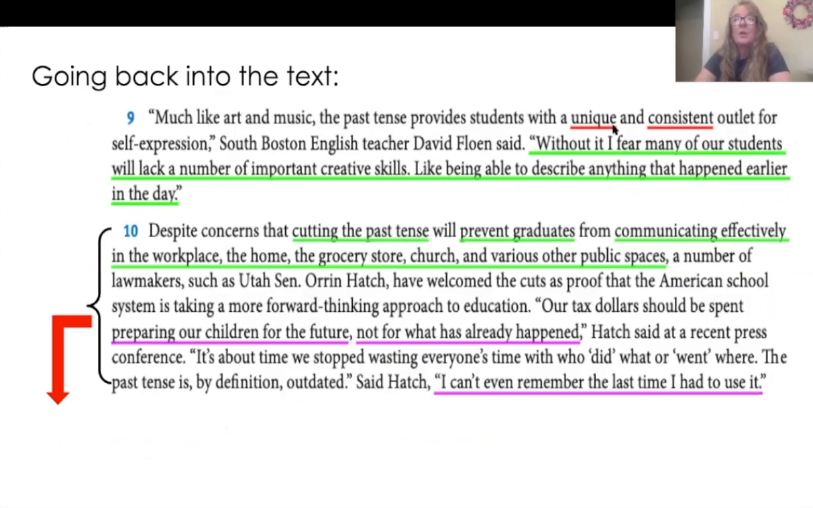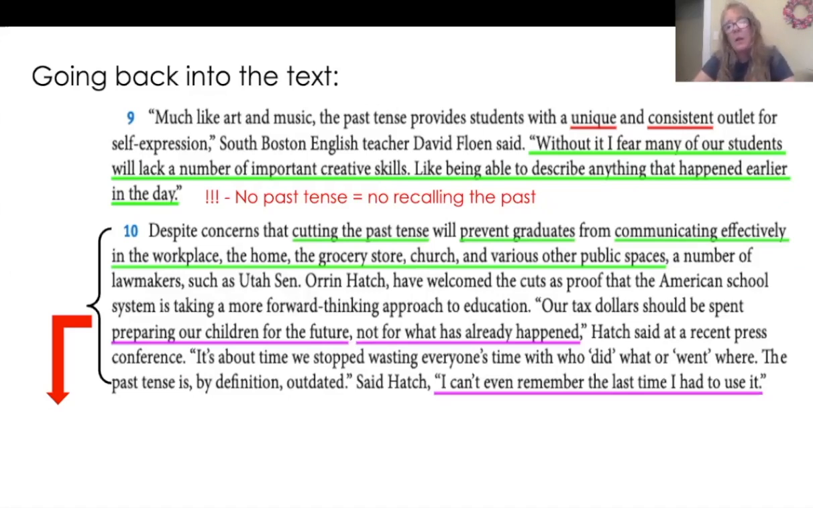connotation of words. So I've got unique and consistent because they kind of describe what that brings. And then I've got underlined without it, I fear, without it, right? Past tense. Many of our students will lack a number of important creative skills, like being able to describe anything that happened earlier in the day. So imagine if you didn't have the past tense, you couldn't recall what happened to you that morning, right? So if your teacher says, "Where is your pencil?" you wouldn't be able to say, "Well, I left it in my other classroom," right? Because you wouldn't have the past tense.